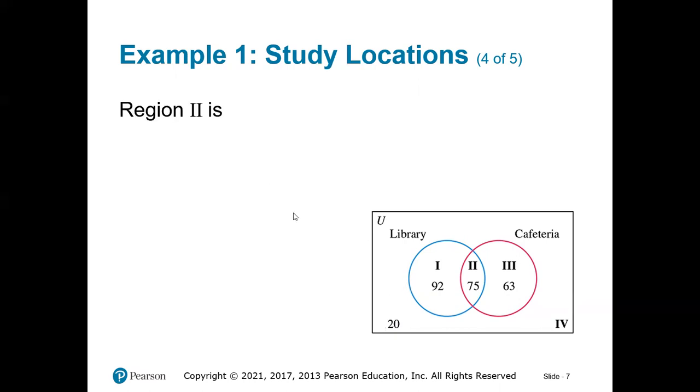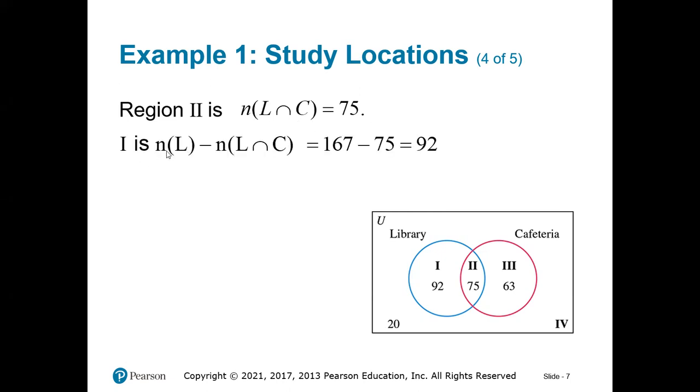So again, region 2 is the intersection, which is 75. Region 1 is the number of people studying in the library, 167 minus 75, that gets you 92. And the third region, people who study in the cafeteria only, is 138 minus 75 equals 63. As you can see, the Venn diagram makes life so much easier. If you attempted this exercise without the Venn diagram, it would be a little bit tricky. I hope that you paused it before so you can see the difference.